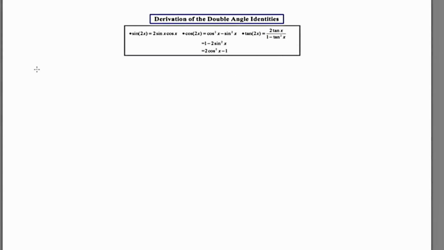In this video, I'm going to derive the double angle identities. For you to be able to do these, you're going to need to know the sum and difference identities, which were taught in the last unit. If you have those available, you might want to get those out for quick reference. So we're going to start with the sine of 2x equaling 2 sine x cosine x.